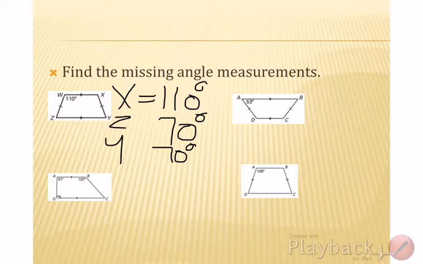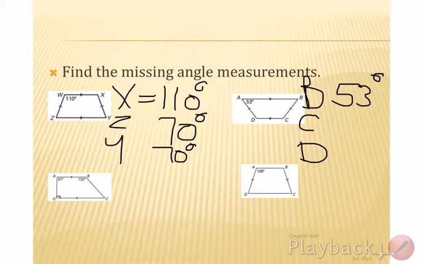Okay, the next example is another isosceles trapezoid. Angle B is 53 degrees. The sides are congruent. The bases are parallel. D and C will be supplementary to the 53 degrees, and that leaves us with 127 degrees.